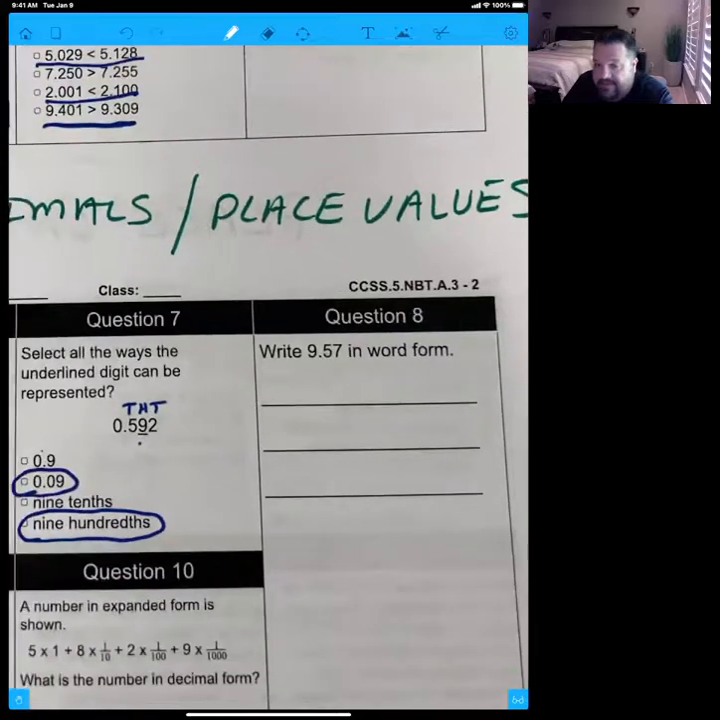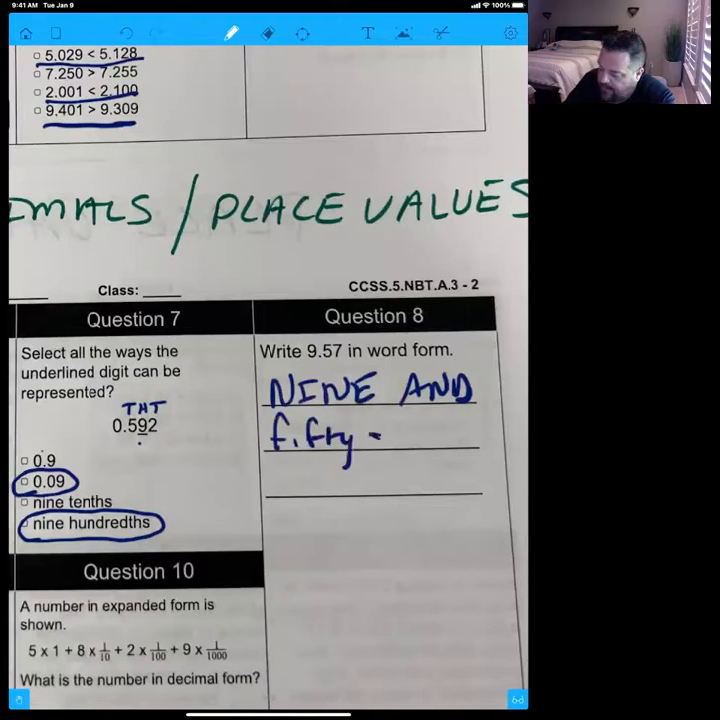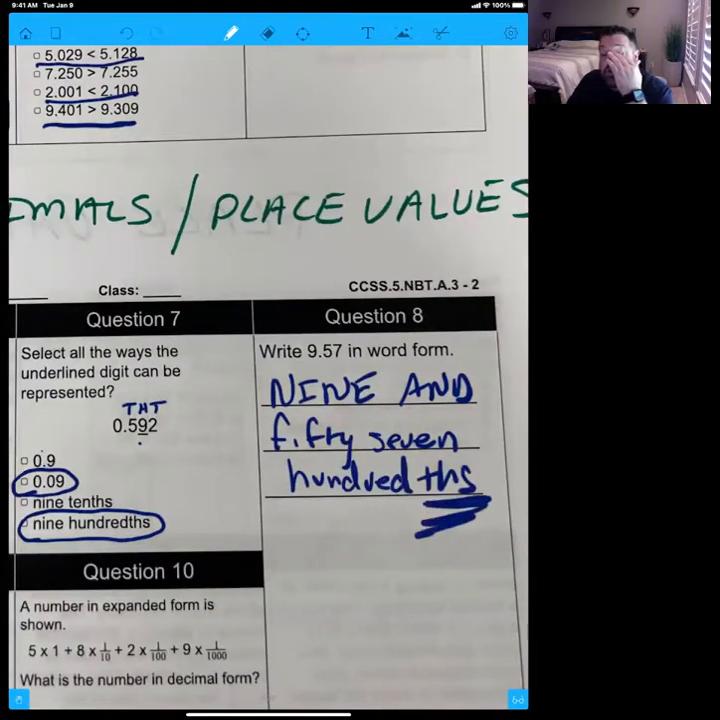Write 9.57 in word form. The only way you can mess this up is if you don't know the word for the decimal. And that word is "and." 57 hundredths. Don't forget the hundredths part. If you say 5,700, that's something totally different, right?